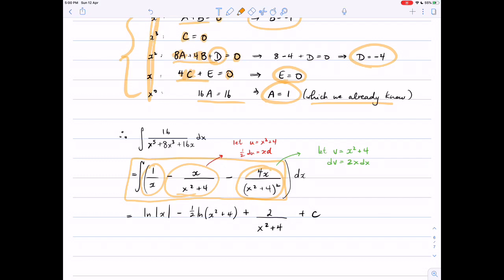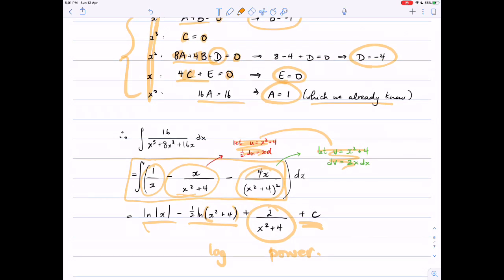Little anti-differentiations in each, little u substitutions. The first one and the second one being the exact same substitution, incidentally, will lead to different antiderivatives because of the powers. I get the ln of the absolute value of x here. Here, this is already positive, so I don't have the absolute values, but this will give me minus 1/2 the ln of x squared plus 4, and this is a power rule. Right, we have two different things going on with the same substitution. We get a log rule and a power rule, plus C.